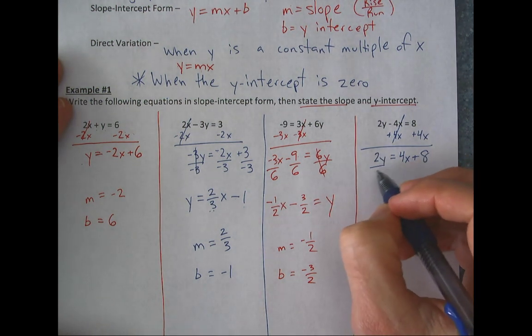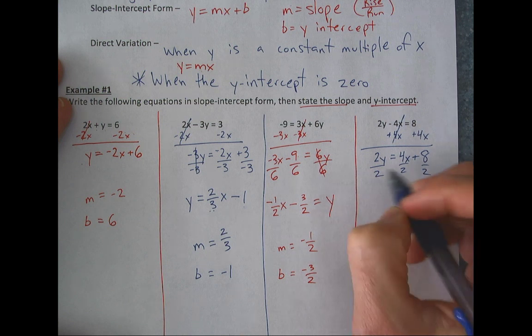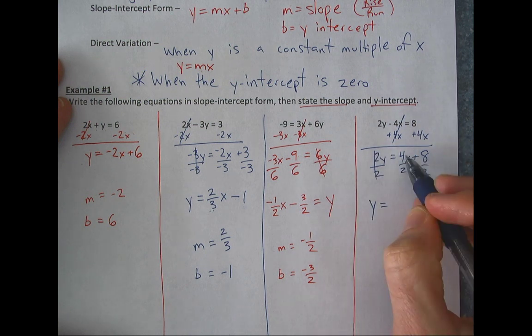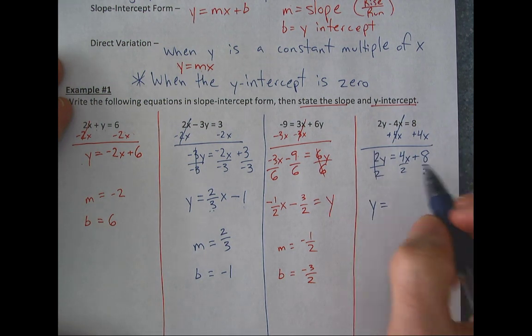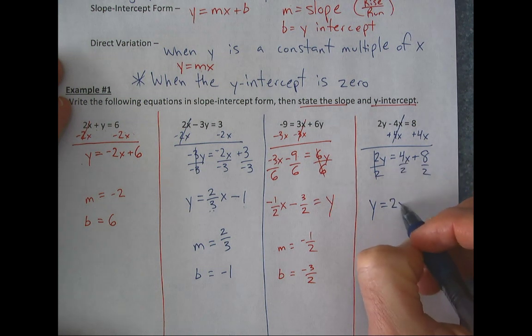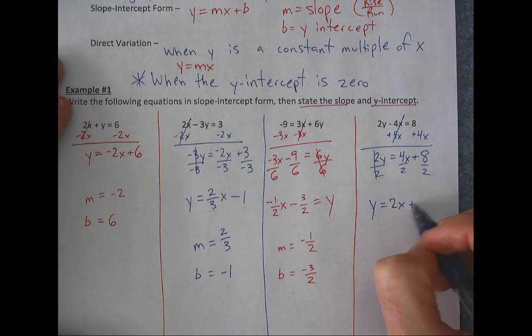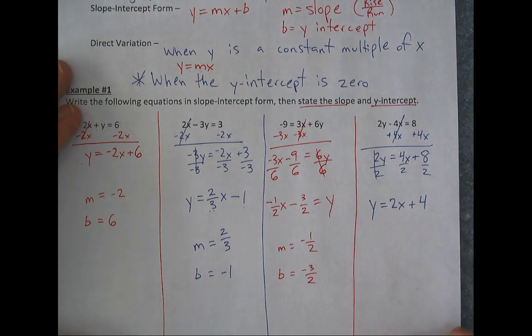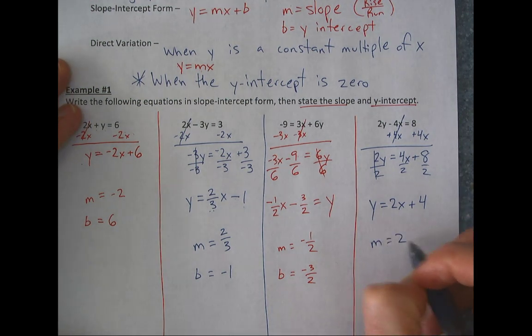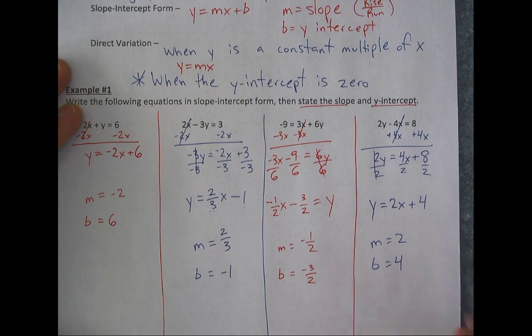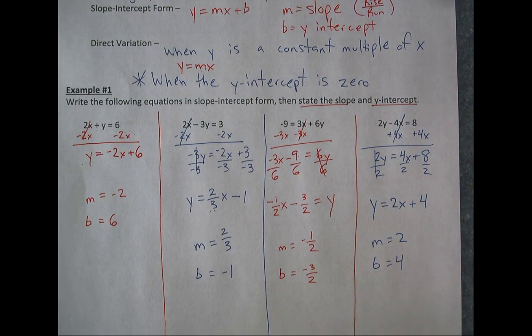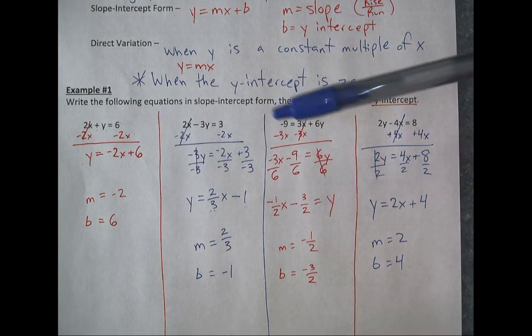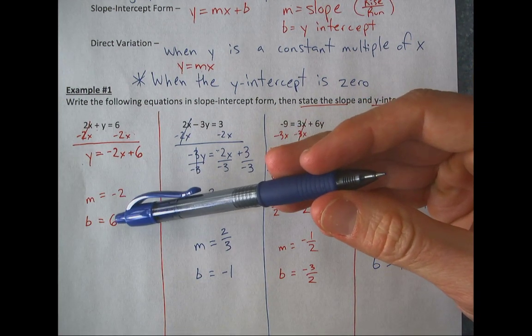All we got to do is clear this out, so divide by 2. All positives, don't have to worry about any negatives. 4 divided by 2 is 2x. 8 divided by 2 is 4. So my slope is 2 and my y-intercept is 4. So all this work, very similar to what we were already doing before to find the slope, except now we're also going to identify the y-intercept.